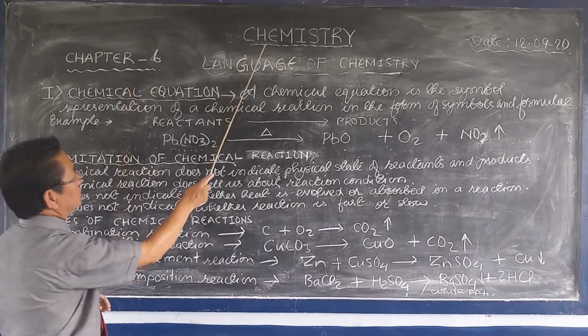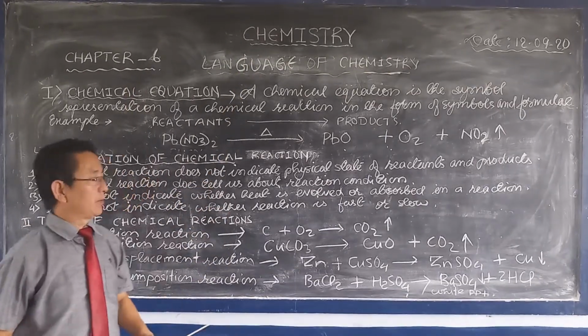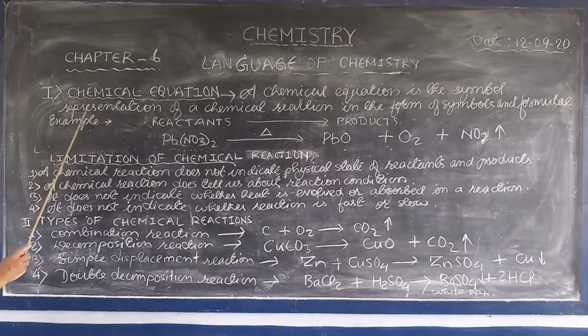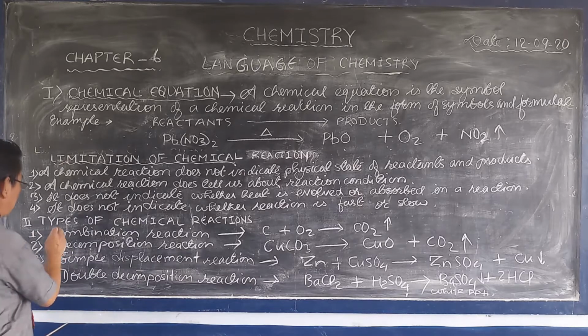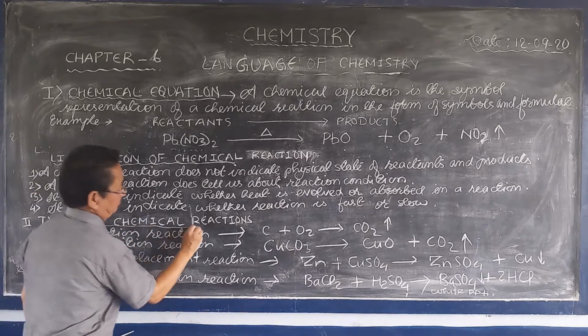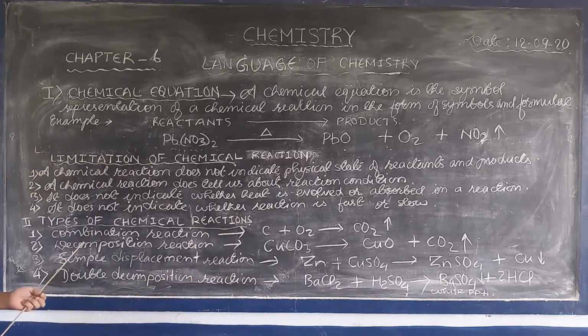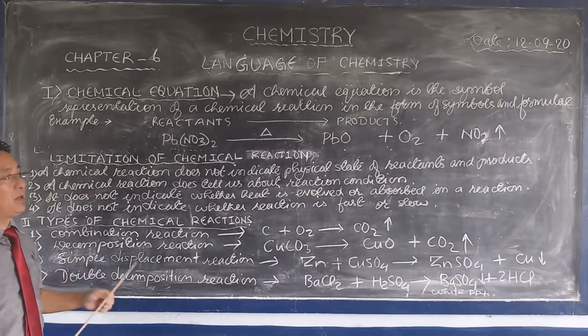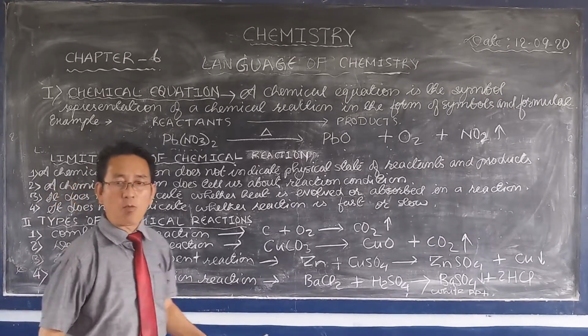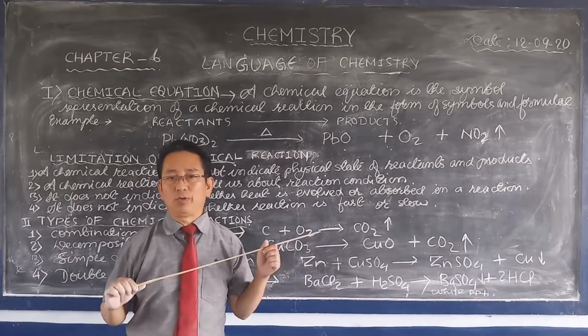Chapter 6 in chemistry, that is the language of chemistry. Today I would like to explain chemical equations and types of chemical reactions. Now, what is a chemical equation? A chemical equation is a symbolic representation of a chemical reaction in the form of symbols or formulae.